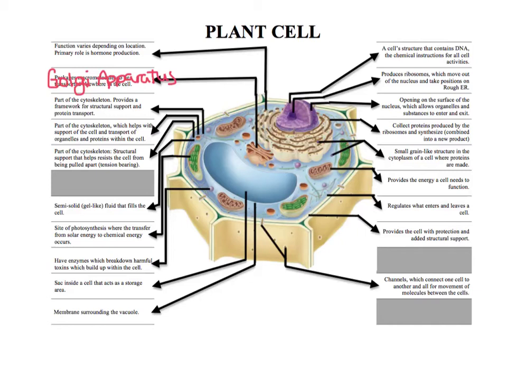So just to reiterate, when it's packaging macromolecules to be carried or transferred somewhere else, the organelle that does that is the Golgi apparatus. It's the second one down on the left-hand side. Up in the top right, we have our nucleus.